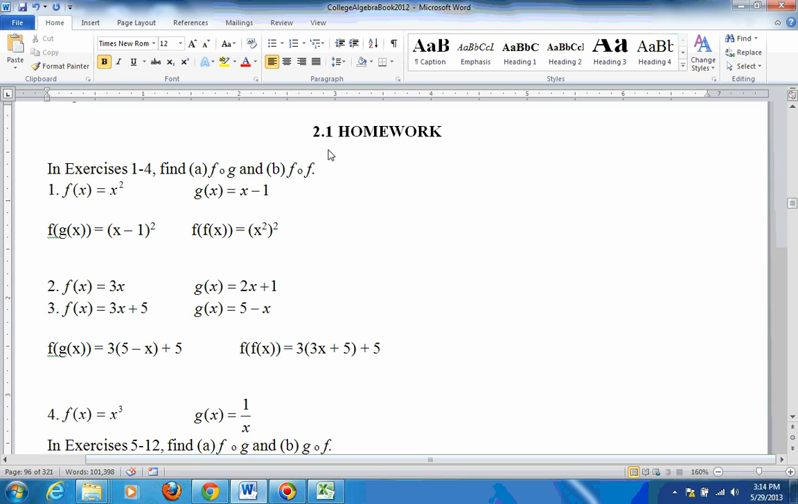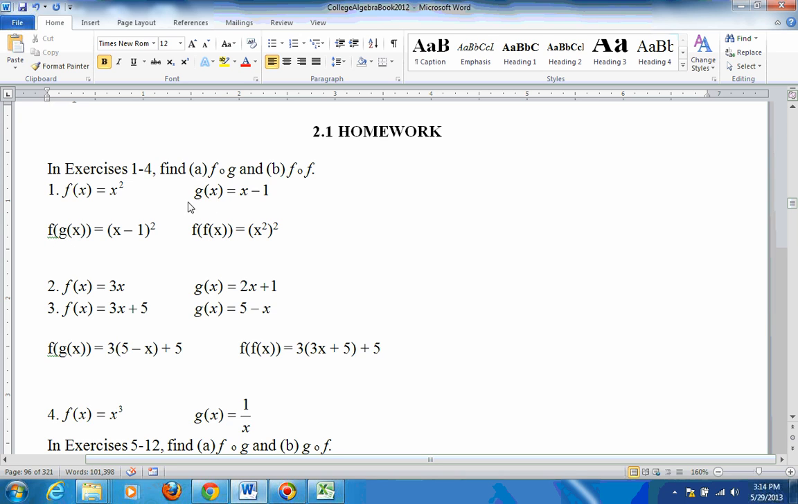Here's some homework problems from section 2-1. On problem number 1 it says find f of g and also f of f for these functions. On 1 the functions are f of x equals x squared and g of x equals x minus 1.